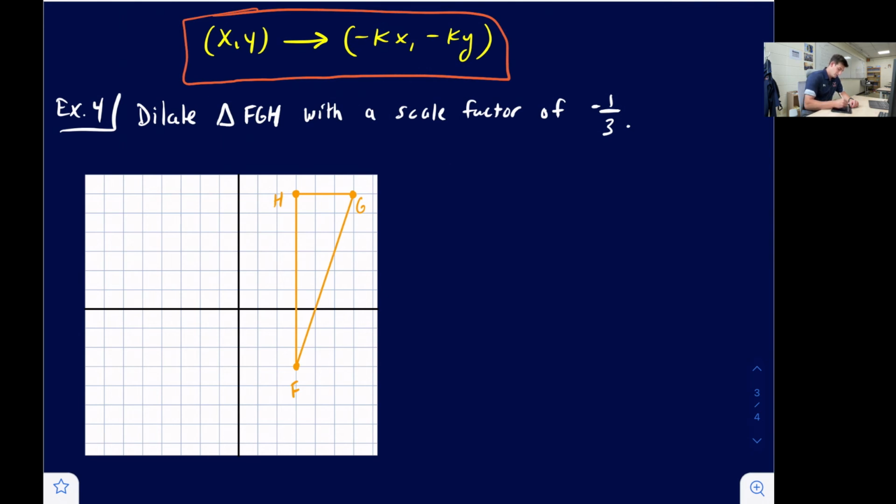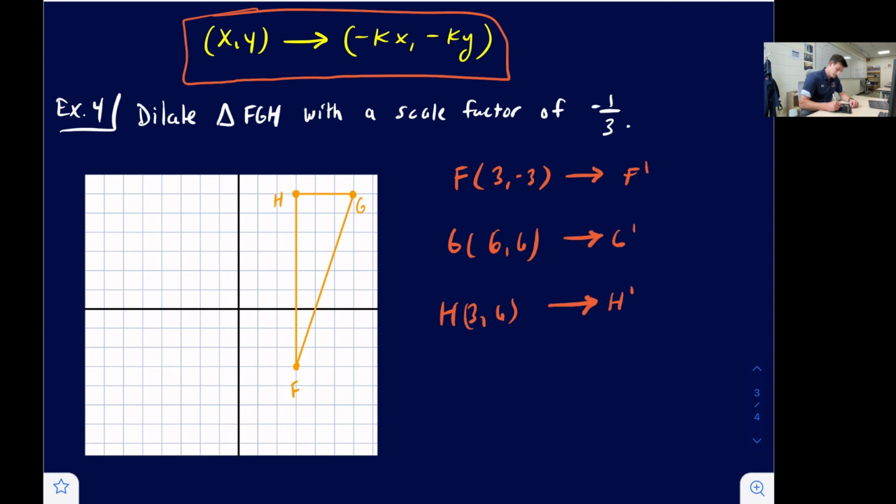So we're going to start off and we're going to say F, G, and H. So F, we have 1, 2, 3, 1, 2, 3, so 3, negative 3. G is 3, 4, 5, 6, 1, 2, 3, 4, 5, 6, so 6, 6. And H is 3, 6. So F prime, G prime, and H prime. All right, so when we look at F, we're going to dilate by a scale factor of negative 1/3.